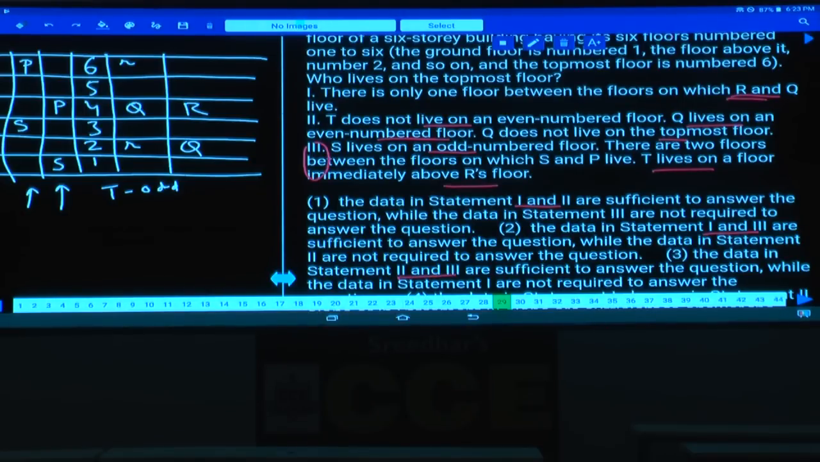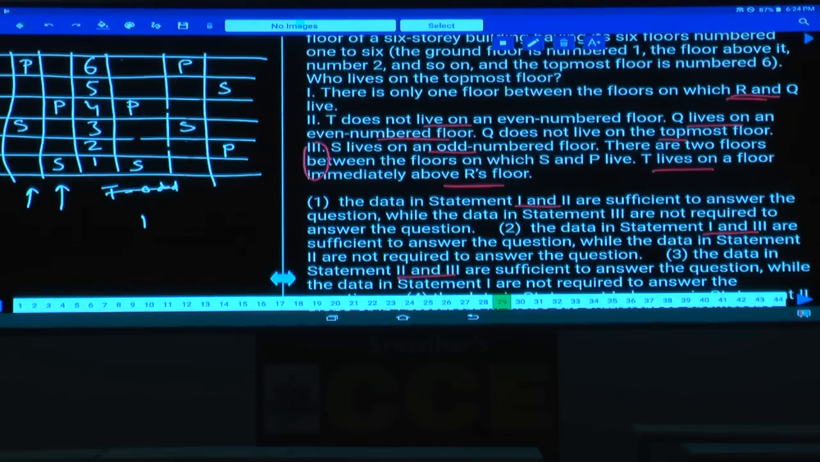Now 1 and 3. Then now we are checking for what? 2 and 3. As we are checking for 2 and 3, I am taking condition number 2 and condition number 3 in this case. Now the third possibility I am taking. Then tell me what is the answer here? S lives on an odd number floor. S can be on the 1st floor or the 3rd floor or the 5th floor, isn't it? Next, there are 2 floors between S and P. P will be here. And T lives on a floor immediately above R's floor. T is immediately above what?